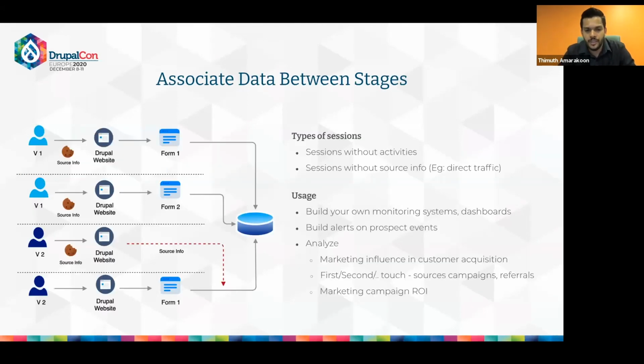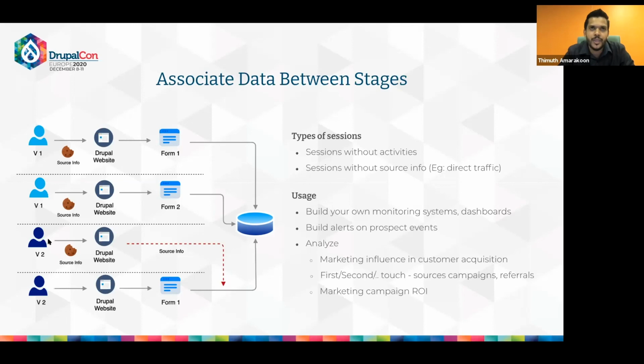And to recap all these stages, there can be users who are coming to your website carrying these source informations, UTM informations, and they might be interacting with your web forms and gated content, and you are storing that information in your website. So you can associate these submissions with this source information.